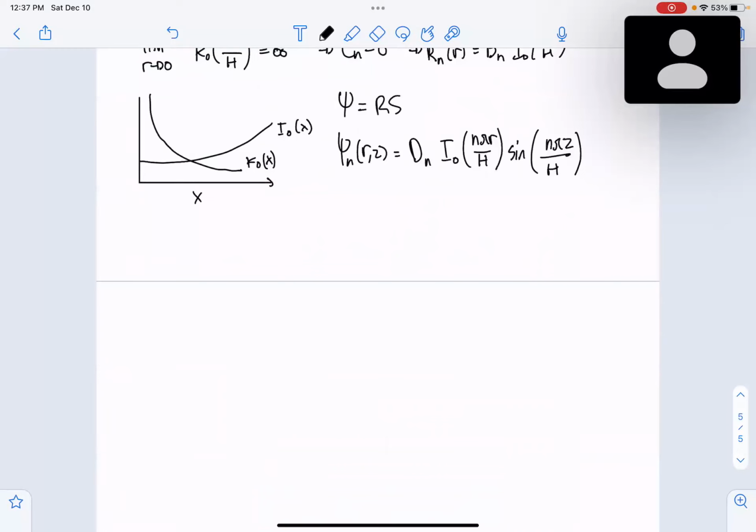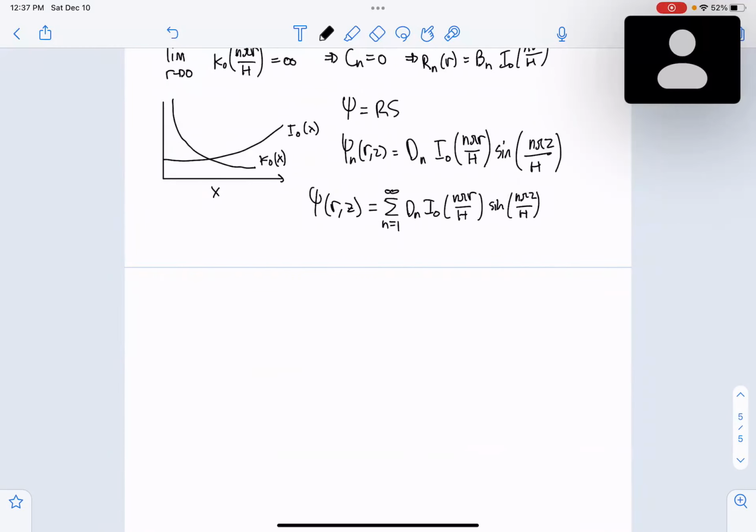We're going to just, as we always do, apply the principle of superposition, since we're looking for the null space of a linear operator. So that's really just going to be summation n equals 1 to infinity of the exact same thing: I naught of n pi r over h, sine n pi z over h.